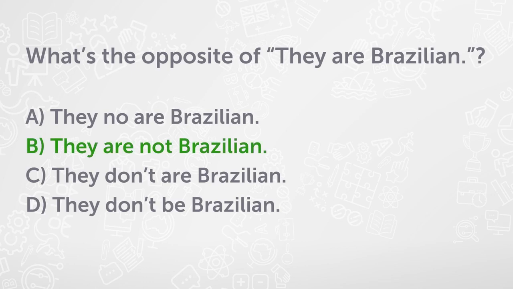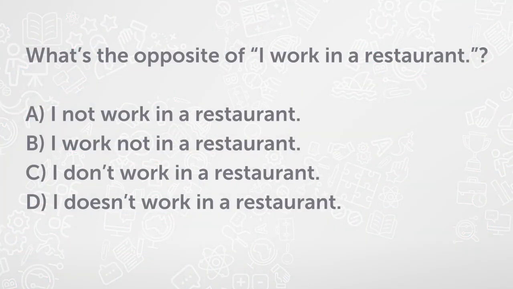Are is the verb be, so we just need to add not after that. Cool. Question number 2. What's the opposite of I work in a restaurant? Option A, I not work in a restaurant. Option B, I work not in a restaurant. Option C, I don't work in a restaurant. Option D, I doesn't work in a restaurant. All right, this time the correct answer is C.